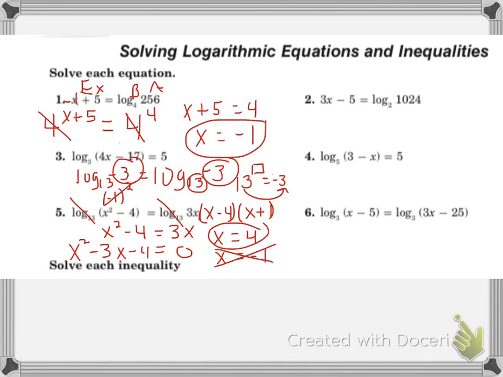I'll try another one. All right. So let's take another example because I know you probably need to see another one. Let's say we have number 4. Okay? We have a base of 5, but we don't have that on the other side. So instead of just dropping log base 5, we're going to actually use it. We're going to use it as a base. We're going to use 5 as an exponent. All right? And then we're going to set it equal to 3 minus x.